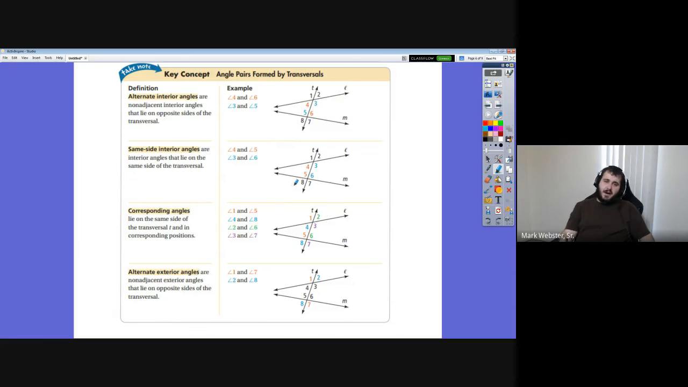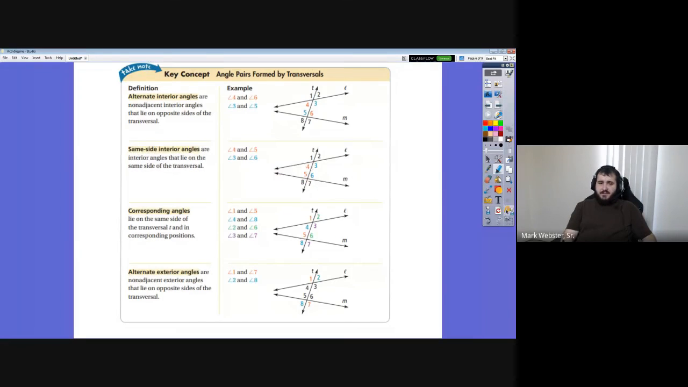Same side interior angles are still on the inside together, but now they're on the same side. Like angle 4 and angle 5. And again, if you look, they make like a little sideways U, or the other way, 3 and 6. You see these two angles when you sort of glue them together, look at the shape that they make. So here's angle 3 and angle 6. Here's angle 4 and angle 5, right?